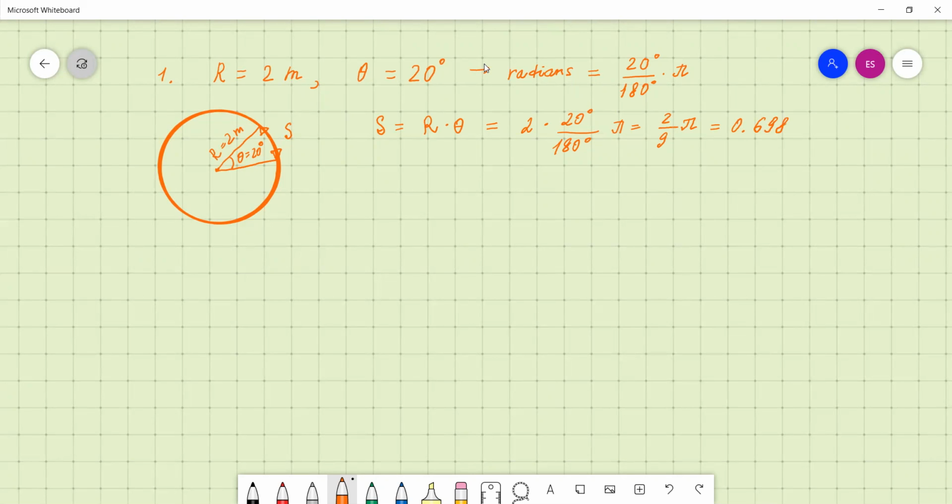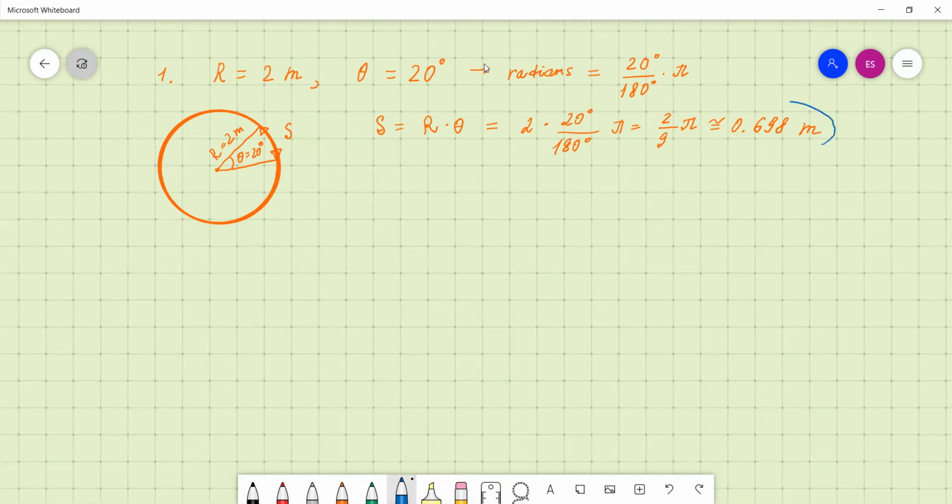0.698. Well, I'm rounding it up, so I'm going to write down approximately, and the measure is going to be in meters. Remember, we are using the same units as the radius. The radius was in meters, so the final answer is going to be in meters. So that's going to be our final answer.